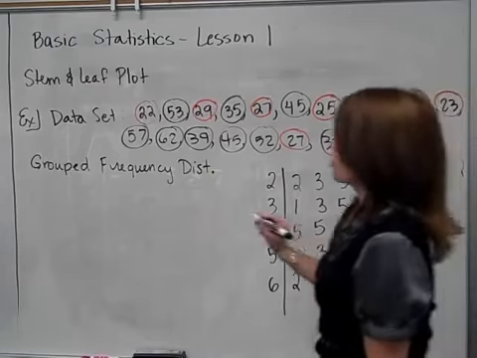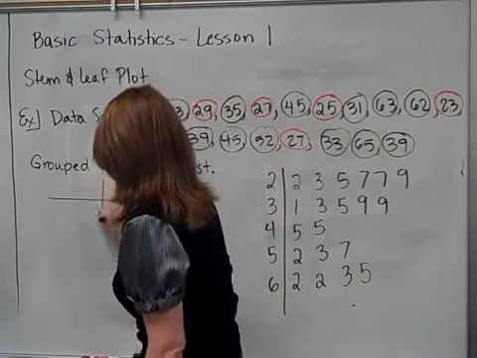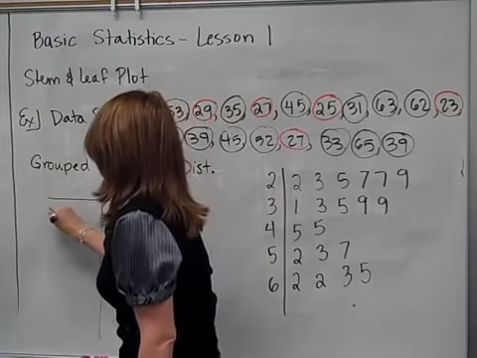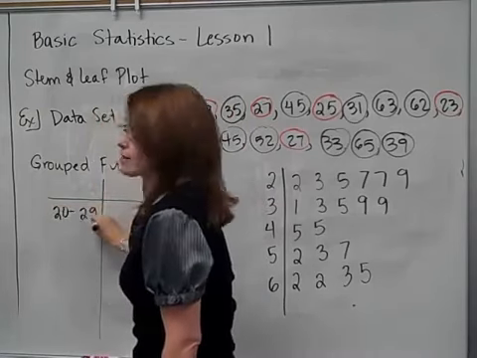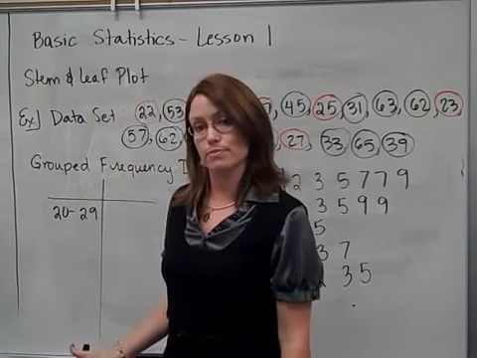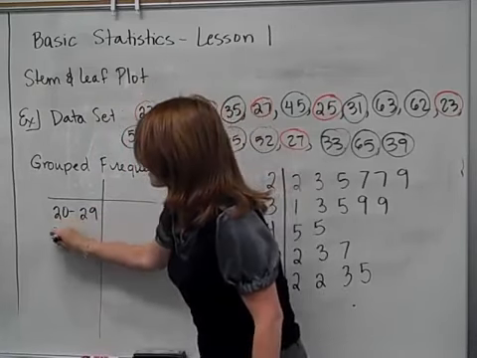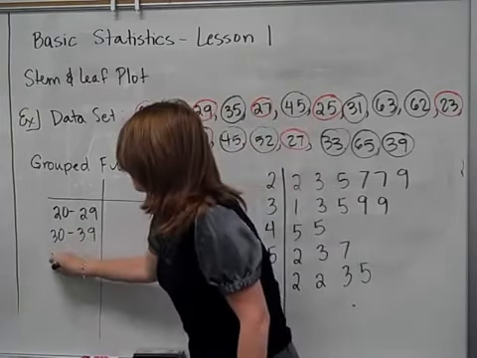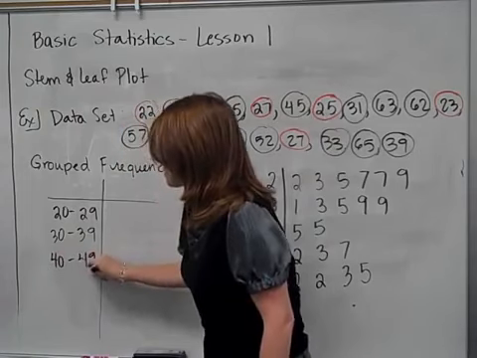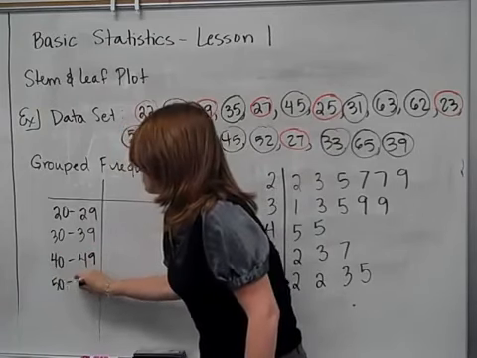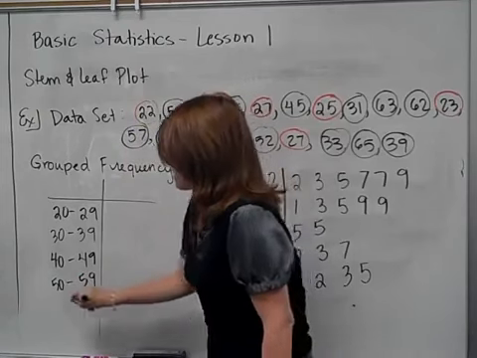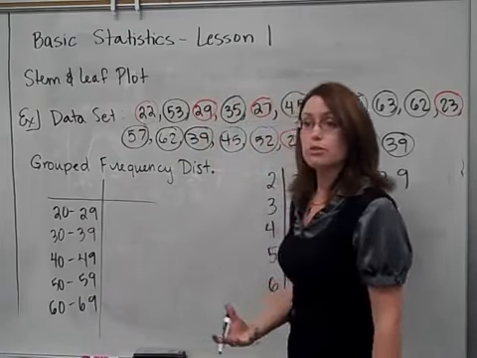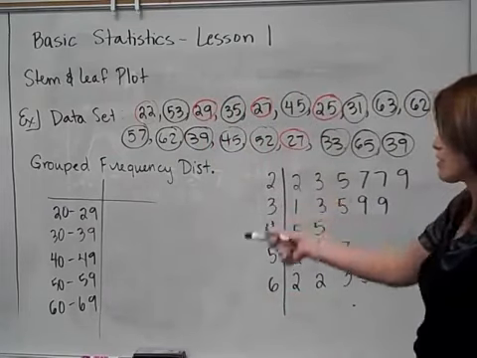Okay? Notice how my table is going to look. And before I even put my titles here, I'm going to tell you what these rows are. And the first one is going to be 20 to 29. So anything in the 20s. And then 30 to 39 for anything in the 30s. 40 to 49. 50 to 59. And I need one more group, 60 to 69. So that's why I call it a grouped frequency distribution, because I'm going to have all these different groups.